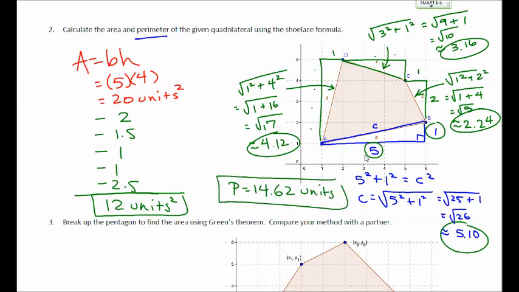Okay, so you can use that method on almost any triangle or polygon in the coordinate plane by finding the lengths of each side using a version of the Pythagorean theorem and then adding up the lengths.